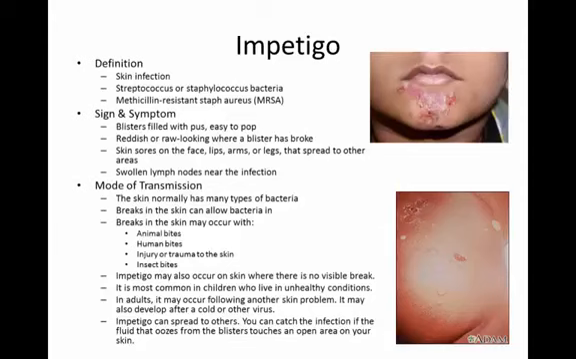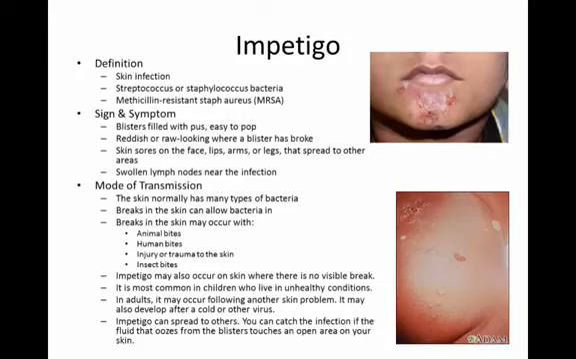Impetigo is a skin infection. It is usually caused by the Streptococcus or Staphylococcus bacteria. It can also be caused by methicillin-resistant Staph aureus or MRSA. Signs and symptoms include blisters that are filled with pus and are easy to pop. They may be reddish or raw looking where a blister has broken. Skin sores on the face, lips, arms, and legs that spread to other areas, and swollen lymph nodes near the area of the infection.